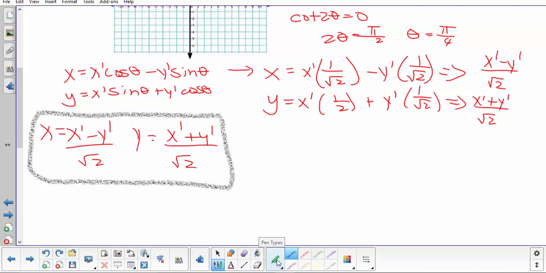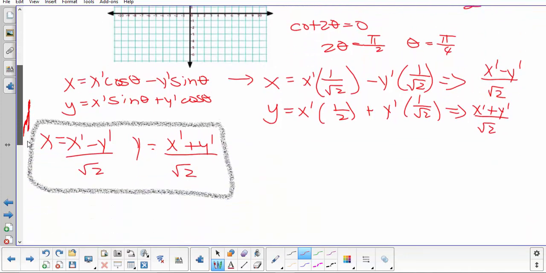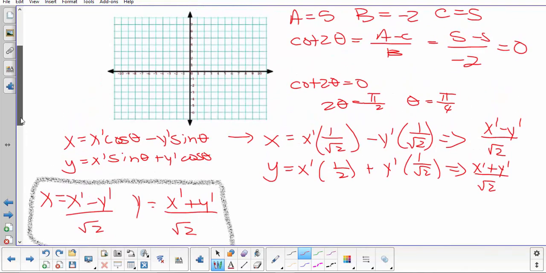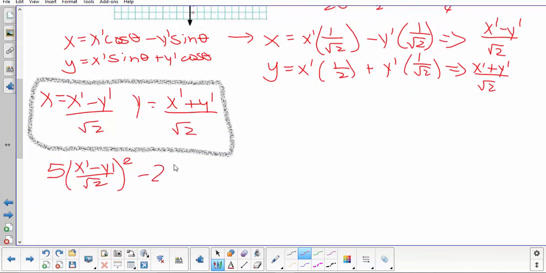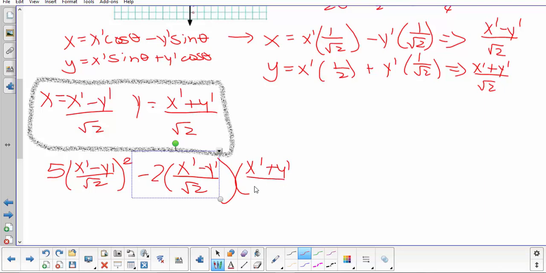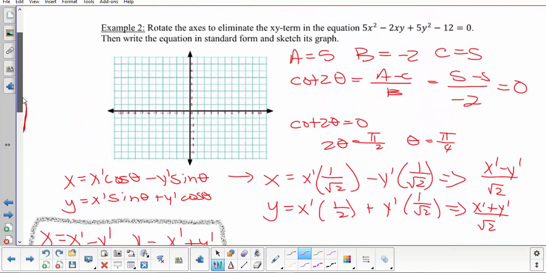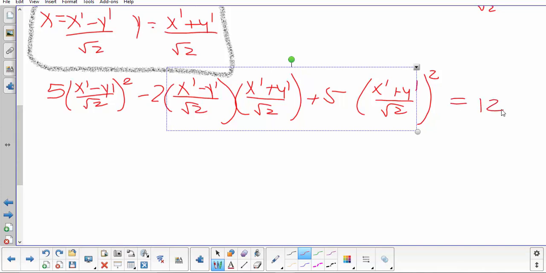Now that I have found those, we are going to substitute those into the original equation to find our rotated version. So we have 5x squared, that is 5 times x prime minus y prime over root 2 squared. The next term was minus 2xy, so minus 2 times x prime minus y prime over root 2, times y, which is x prime plus y prime over root 2. Plus 5y squared would be x prime plus y prime over root 2 squared. The next part of the equation is minus 12 equals 0, so I'm going to move that to the other side and make it equal 12, because when we deal with our conic sections, we usually have it equaling something that's not 0. So we'll just put the 12 over there for right now.